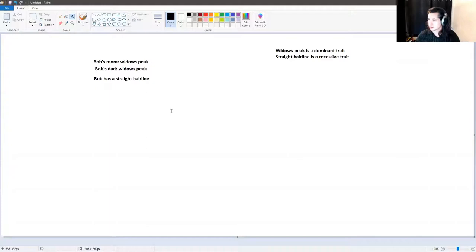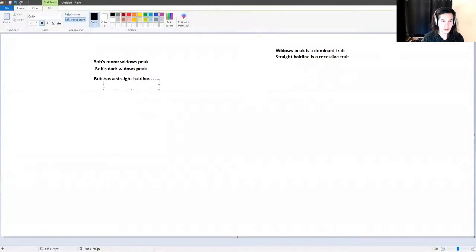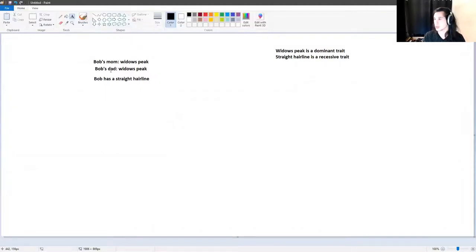So instead of giving you the parents' phenotype or genotype and then having you conclude the potential children, I'm giving you the phenotype of the child and the phenotype of the parents, and we want to know what the genotype for the parents are. The easiest way to do this, especially when it comes to simple inheritance, is just trial and error.